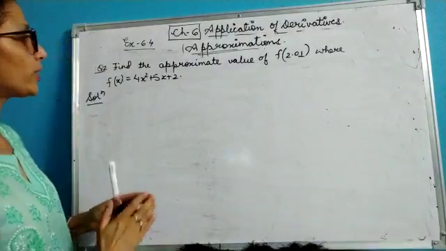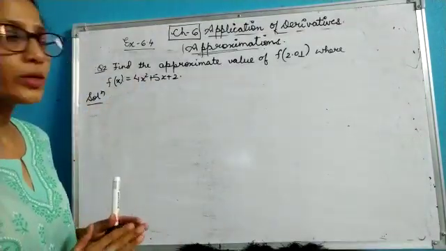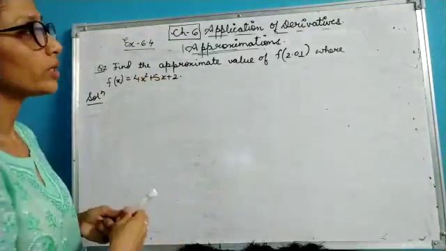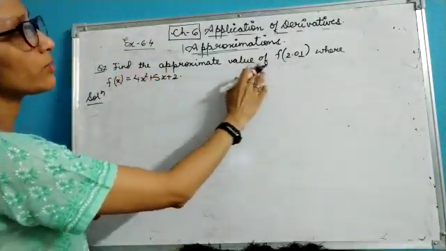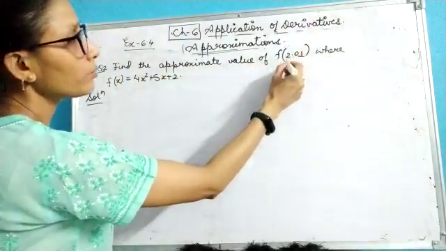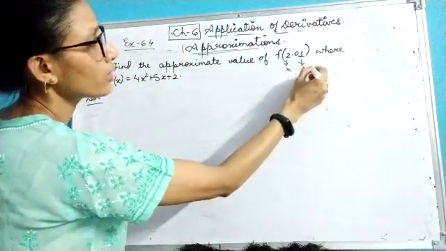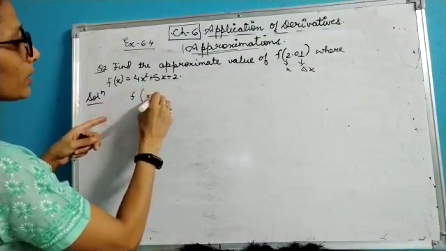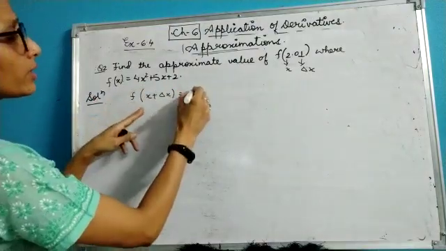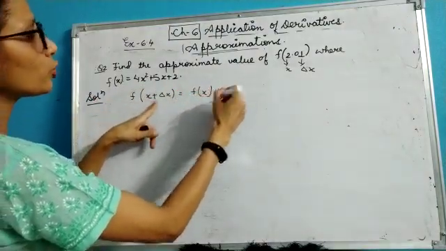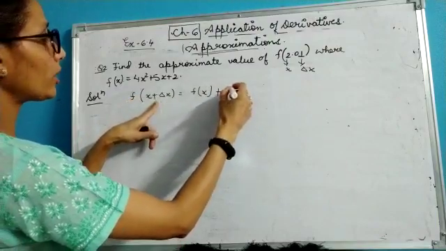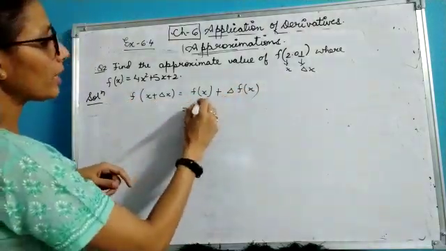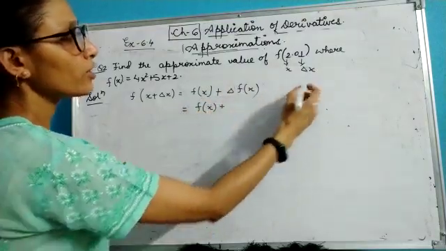Now children, in this question, when your function is not given a numeric value and is given in terms of x, that means it is a function. Here it is given, find the approximate value of f(2.01). That means this is your x and this is your del x. Your function is defined like this, so you will write f(x + del x) = f(x) plus the change in f(x), that means del y.